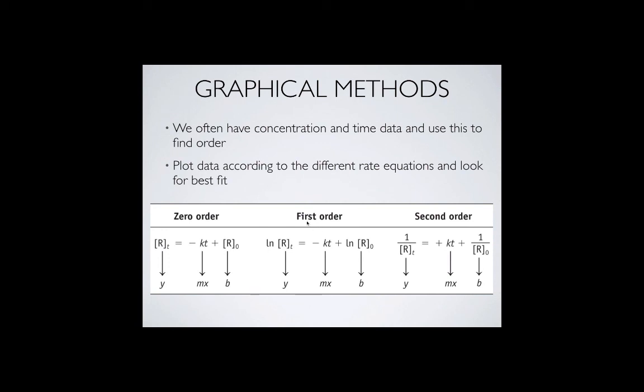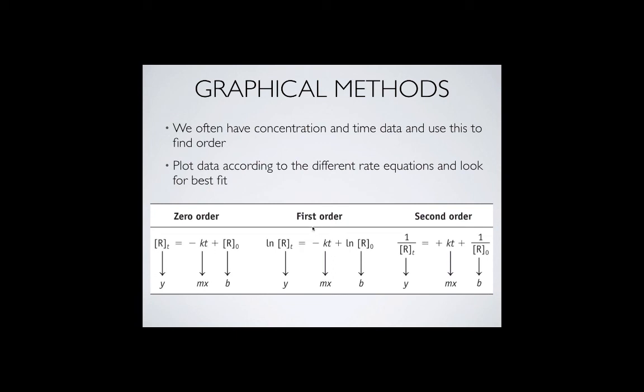And so what we've done here is we have found a way to rearrange our zero order, first order, and second order equations as linear equations, where we have a y value for each of these, an mx value, so remember m is slope times x, which would be your time component, plus some b, and b is some derivative of your initial reactant concentrations. For a zero order, we would plot the concentration of your reactant at time t on the y-axis, and time on the x-axis.